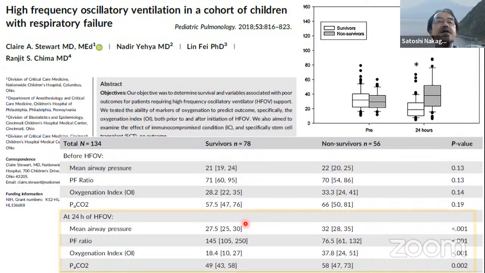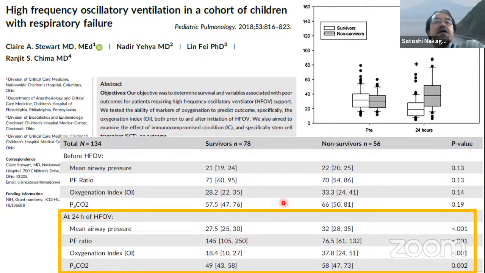And after switching to the high-frequency oscillation, they applied the mean airway pressure of 28 centimeters of water, which is roughly 8 centimeters higher than the conventional mean airway pressure. And the PF ratio improved from 71 to about 45 in the survivors, and there was no significant change in the non-survivors.